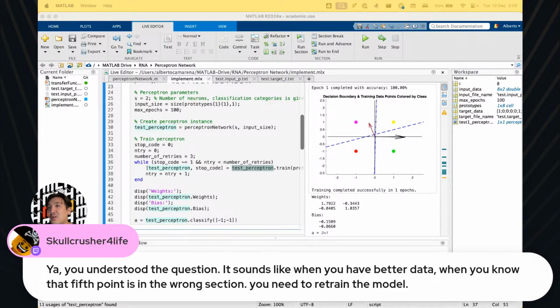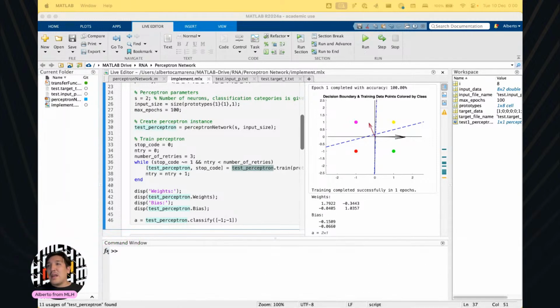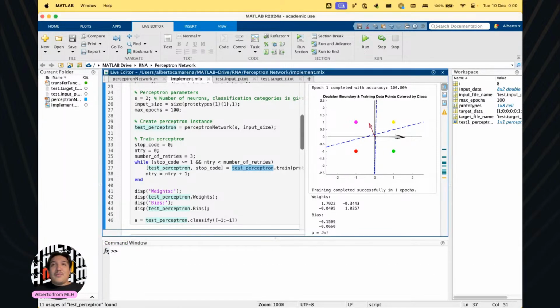Sounds like when you have better data, when you know the fifth point is the ground truth, you need to retrain the model. Yeah, exactly. When you know the correct output, that goes into the training. When you don't know, and you just want to classify it, you trust your training, and that will be the answer for that. So, yes.